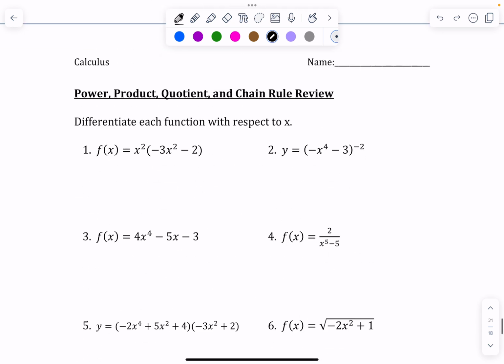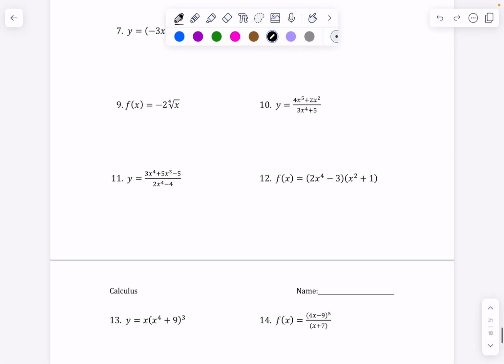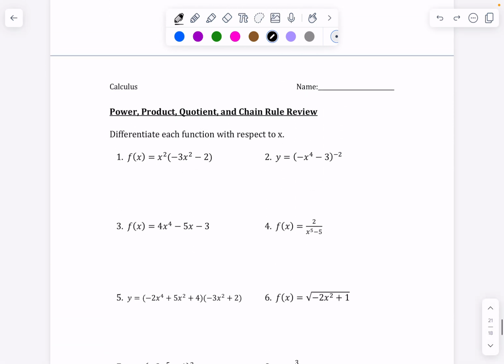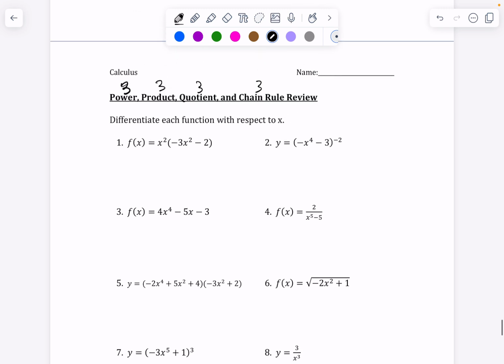Then I'm going to give you this sheet for homework, the one that says power, quotient, product, and chain rule review. It has 1 through 12 on this side. And there are 4 power, 4 product, 4 quotient, 4 chain. Does that end up being right? No, that doesn't add up to 12. There are 3 of each. 3, 3, 3, 3. What we'll do tomorrow is go through those after we fill out your cheat sheet, and I'll have you do those for homework.